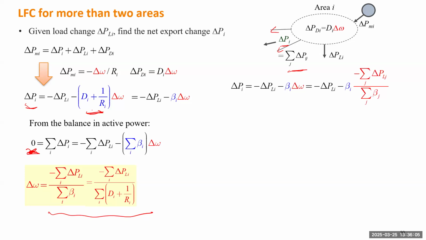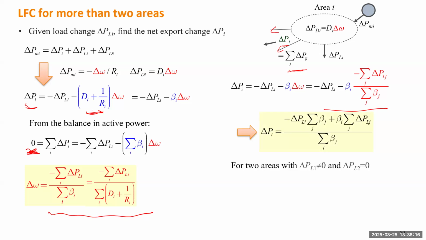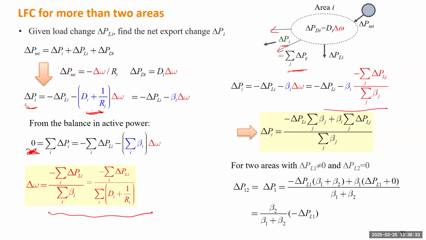Then you can calculate the tie flow, which will be this formula. This is also similar to the formula we derived for the tie flow change. So if we check whether those two general formulas can apply to the two area case, for two areas we can just assume that delta PL1 is non-zero and delta PL2 is 0. It's the same as example 12.4, and this is exactly the same formula we have. Which means those two formulas are verified.